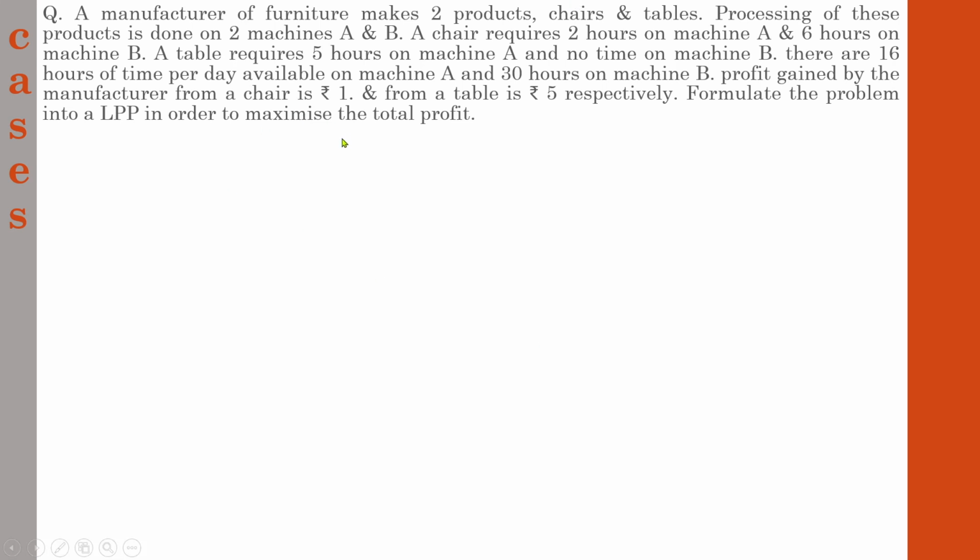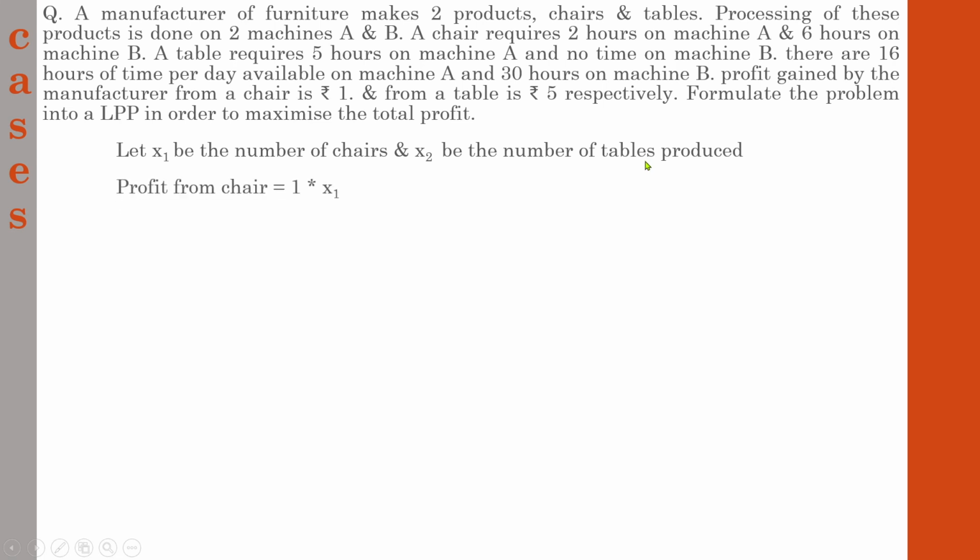So first of all, it is a question where maximization of total profit is given. First of all, you need to find out the variables. What should be X1 and what should be X2? What are the products that are dealt with here? You need to give variables for those. Let X1 be the number of chairs. In the question, they first mention chairs, which is why we have given X1. And for tables, it will be X2. So let X1 be the number of chairs and X2 be the number of tables.